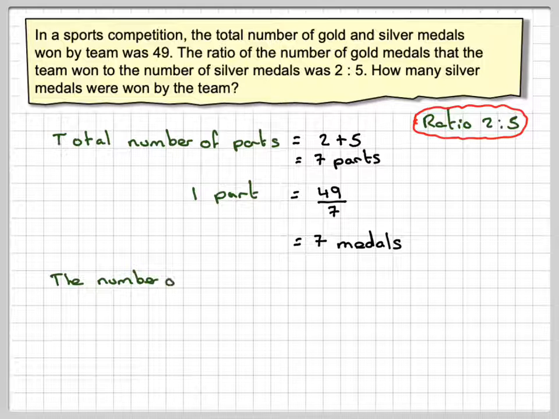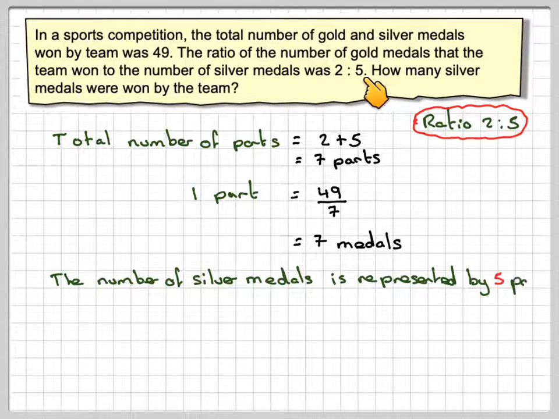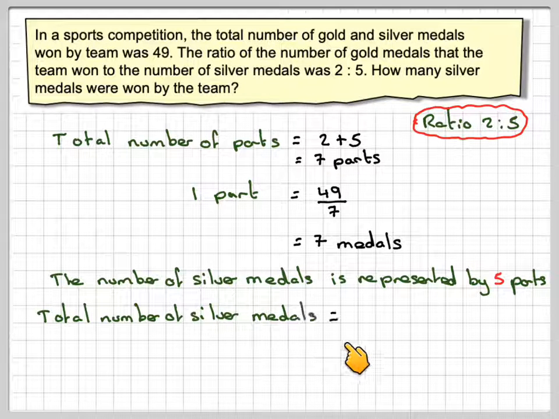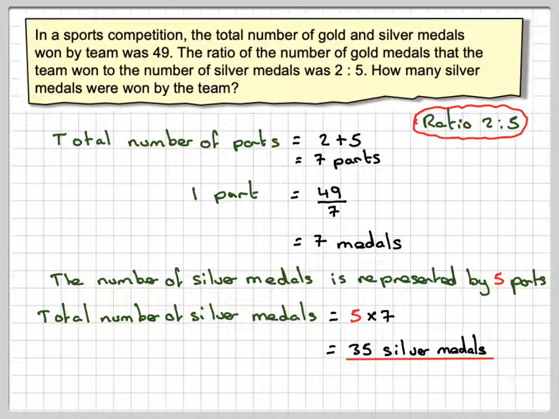Now, the number of silver medals is represented by 5 parts. Therefore, the total number of silver medals is going to be 5, and each one represents 7 medals, so it's going to be 5 times 7, which is 35 silver medals.